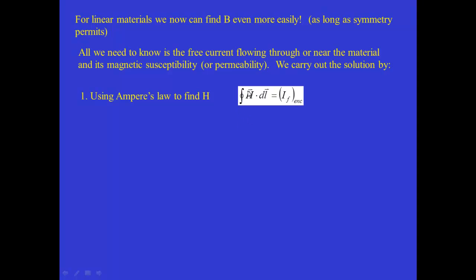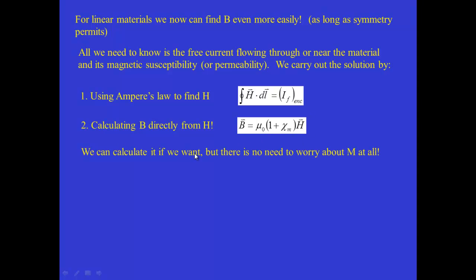There are cases, of course, where H is equal to 0 if there are no free currents. But find H, which is the applied field, and then we can calculate B directly from H. This is the important difference now, because we have this relationship for B in terms of H. Once we find H, we've got B, at least if the material is linear. We could, if we want to, calculate the magnetization, but there's no need to worry about it at all, because the relationship between M and H is such that we can get this simple relationship between B and H. So that's really all there is to it.